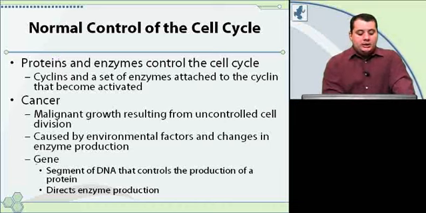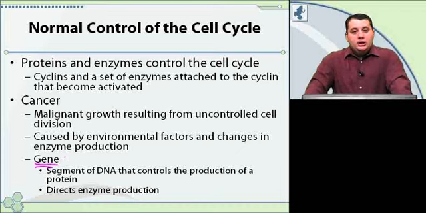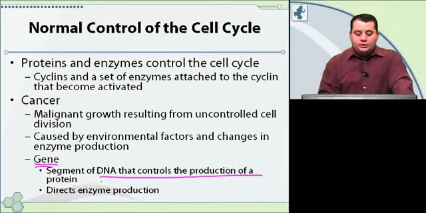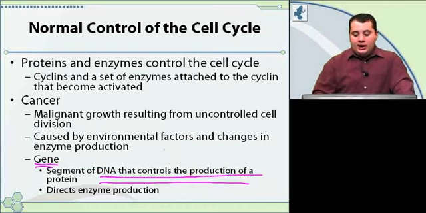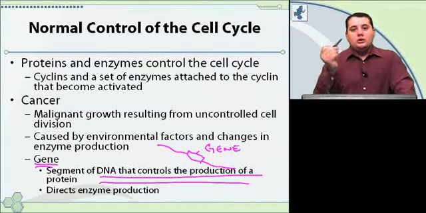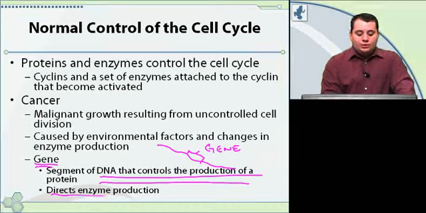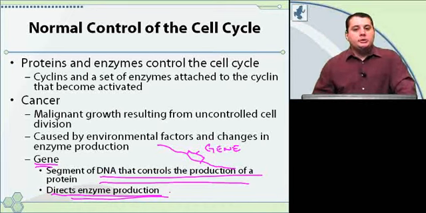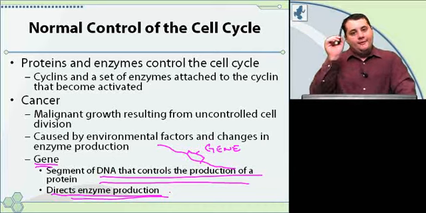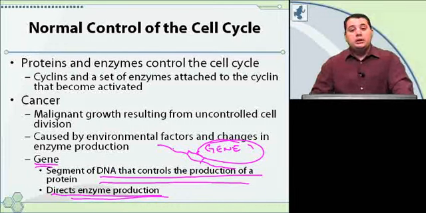Now, let's real quick discuss a gene. You'll get into genes later on, but a gene is a segment of DNA that controls the production of proteins. So you have your piece of DNA here. You have a segment of DNA known as a gene. A gene controls the proteins that are being made. They also direct enzyme production. Enzymes are actually a type of protein. If something goes wrong with this gene, then something goes wrong with those proteins, and if something goes wrong with those proteins, you could end up with cancer.